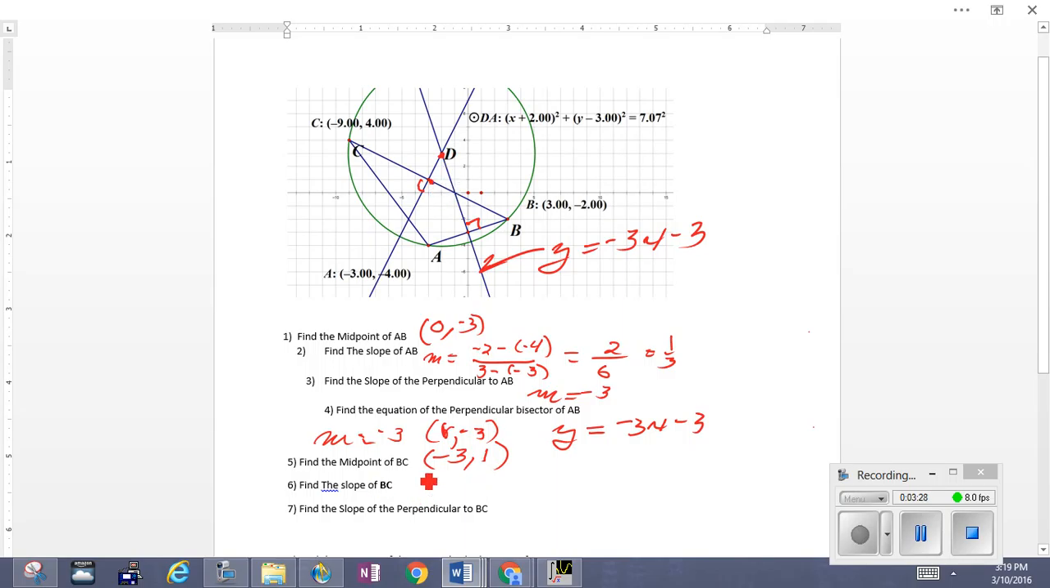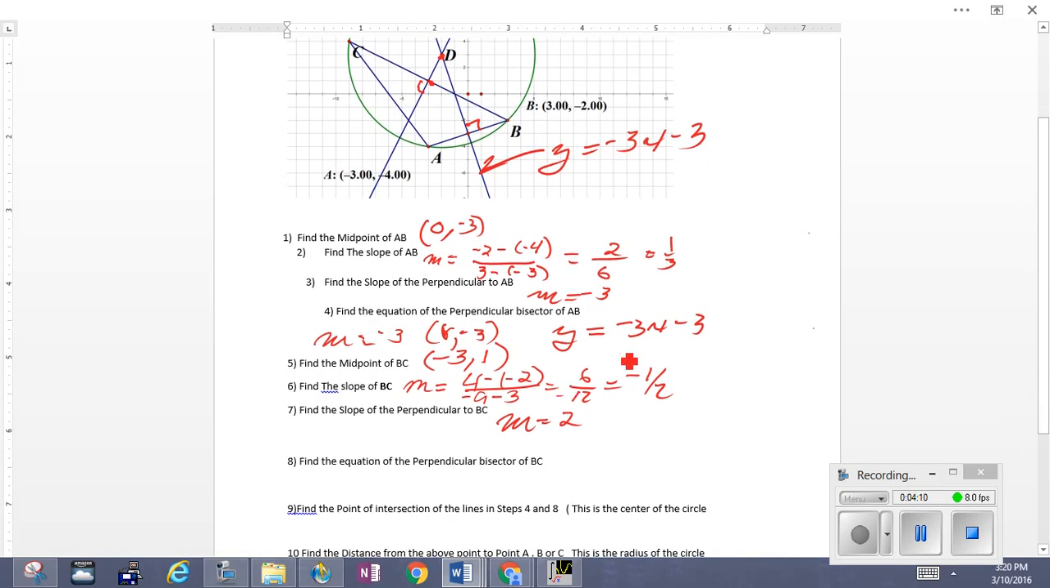I need to find the slope of BC. Again, slope formula is, okay, the differences in the y's, which is 4 minus a -2 over -9 minus 3. Yes? That's 6 over -12, which is -1/2. Correct? Okay? Now, the slope of the perpendicular is, therefore, the negative reciprocal. The slope of the perpendicular is the slope of 2.